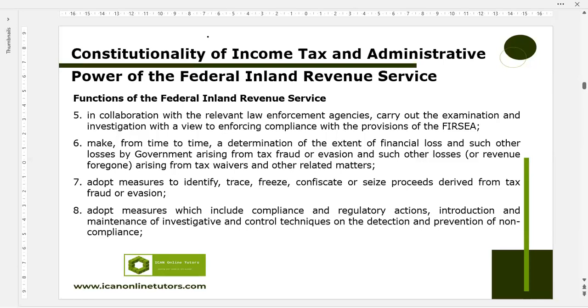Also, in collaboration with relevant law enforcement agencies, they carry out examination and investigation with a view to enforcing compliance with the provisions of the FIRSEA. So you might have seen them before. They go around with police, especially if they are doing investigation or they want to come and seal up your premises. That is the reason why they have to go out with enforcement agencies.